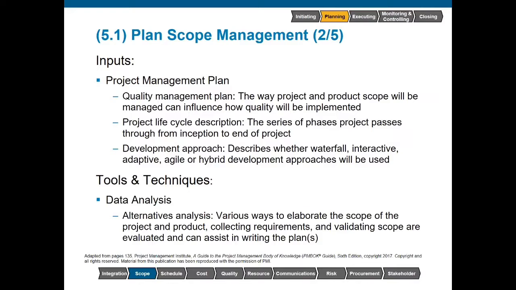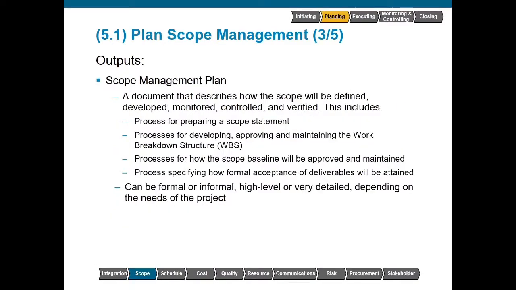Data analysis, especially alternatives analysis, is a spectacular tool when it comes to planning your scope management. So, how can we elaborate the scope of the project and product, collect requirements, and validate scope? One of the ways that we talk about is progressive elaboration, starting with a very broad plan. And as more information becomes available with the passage of time, we can go ahead and add to everything. And that is somewhat difficult in some situations, as stated previously, as part of the development approach. If we are able to capture all of the requirements at the front end, normally you want to do that. But in other situations, progressive elaboration becomes much more necessary.